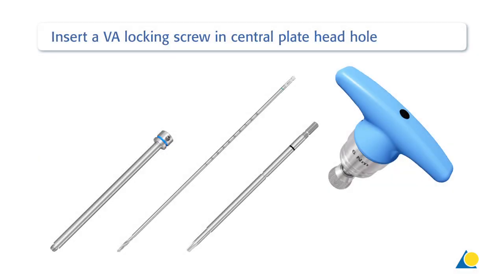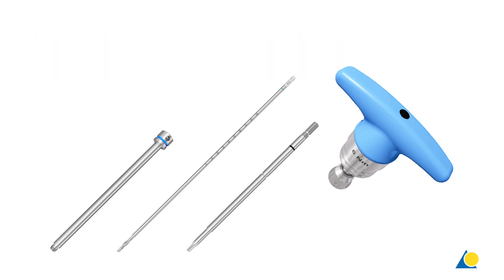The instruments needed to insert a variable angle locking screw in the central plate head hole are the 4.3 mm drill guide, the calibrated 4.3 mm drill bit, the T25 star drive screwdriver shaft, and the T-handle with torque limiting function 6 Nm.